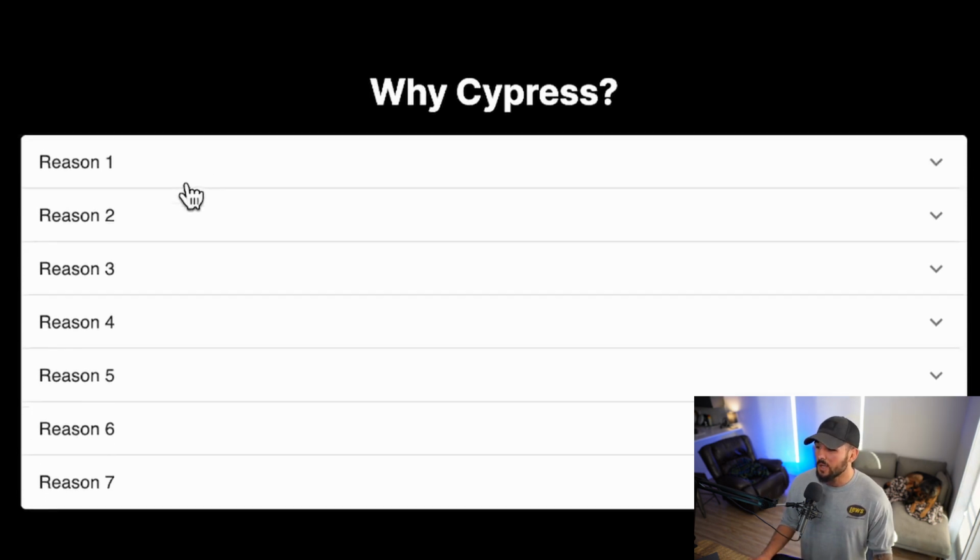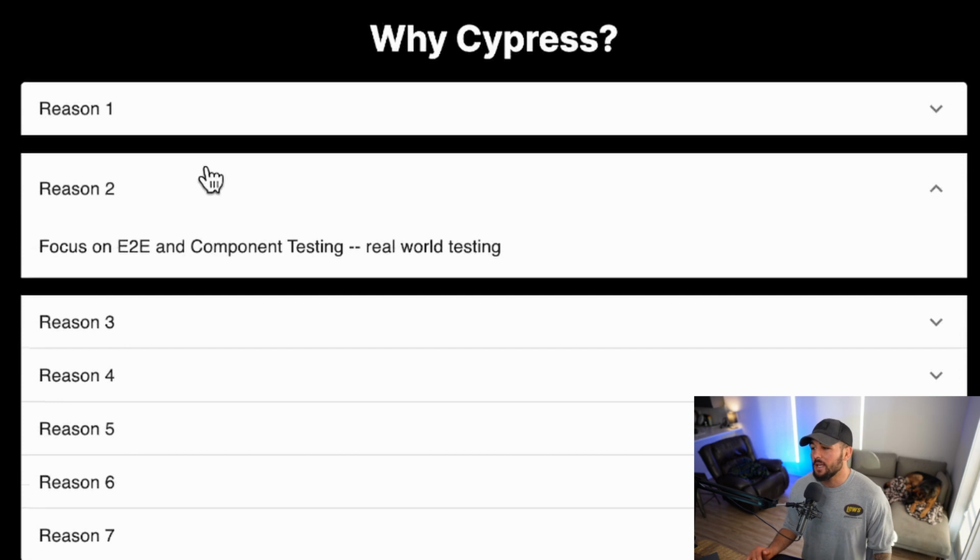Reason number 2 I like Cypress is because it focuses on end-to-end and component testing in more of a real world environment. So you can actually write end-to-end tests, testing your entire application in different workflows that the user is actually going to be going through, rather than just writing unit tests in isolation that, you know, sometimes you write tests and it's not even a particular situation that the user will go through. You're more so writing tests to make sure that your tests are working.